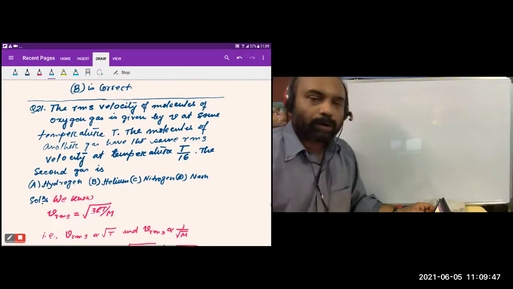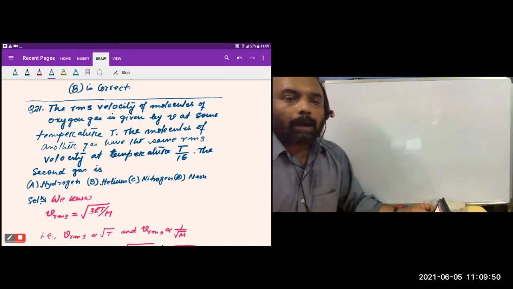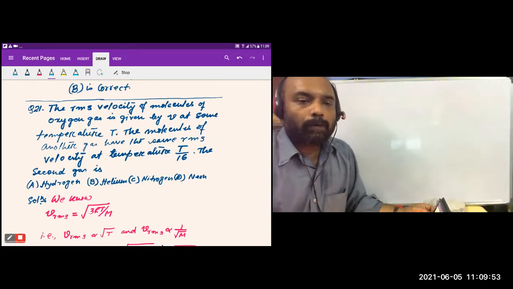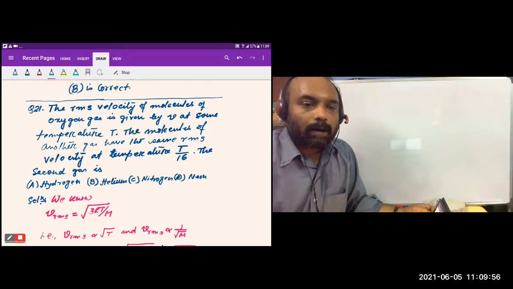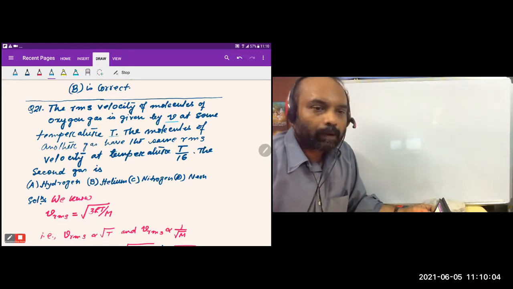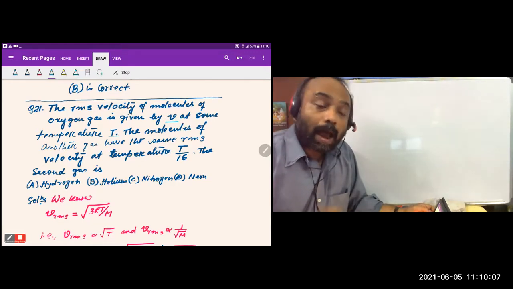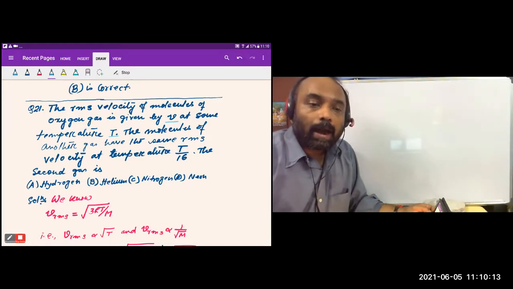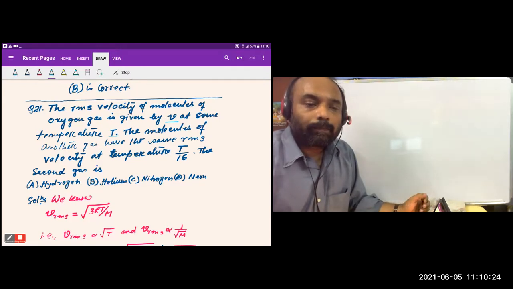Next question, question number 21. The RMS velocity of molecules of oxygen gas is given by V at some temperature T. The molecules of another gas have the same RMS velocity at temperature T by 16. The second gas is, four options: hydrogen, helium, nitrogen, and neon.